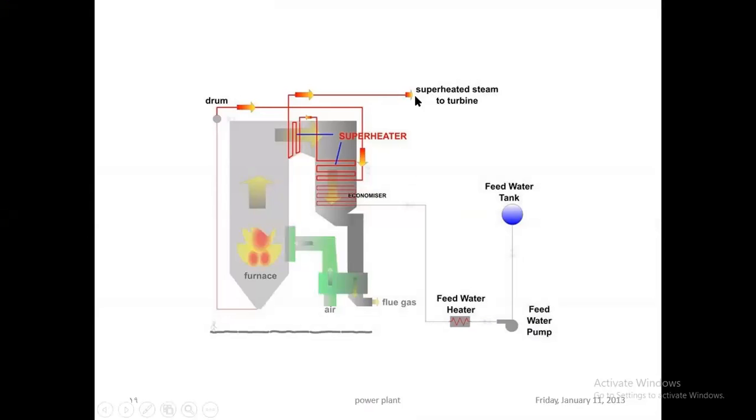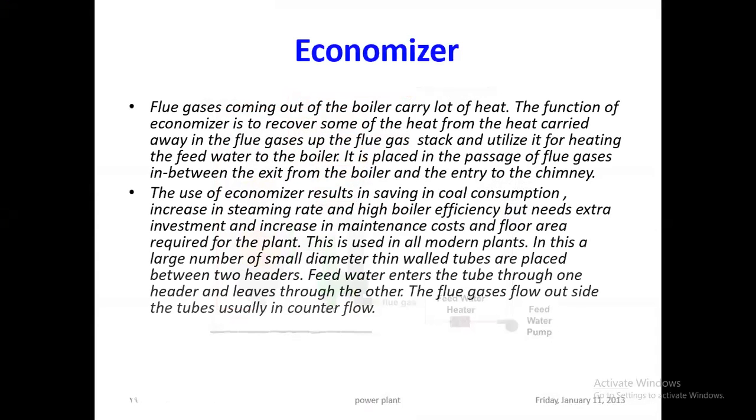At the end we got the superheated steam, and then supersaturated dry steam enters into the turbine blades. Furthermore, we come to the part of the economizer. And what is the working of the economizer? Flue gases coming out of the boiler carry a lot of heat. The function of the economizer is to recover some of the heat carried by the flue gases, extracting it from the flue gases going up the stack and utilizing it for heating the feed water to the boiler.